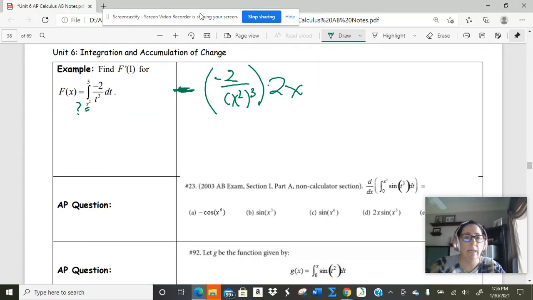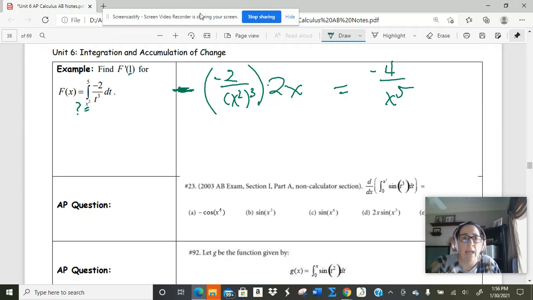And then we can clean that up as much as we want to. So -4 over x to the 5th. And this one actually wants me, so that's what the derivative is. This one now wants me to find the derivative evaluated at 1. So I would get -4.